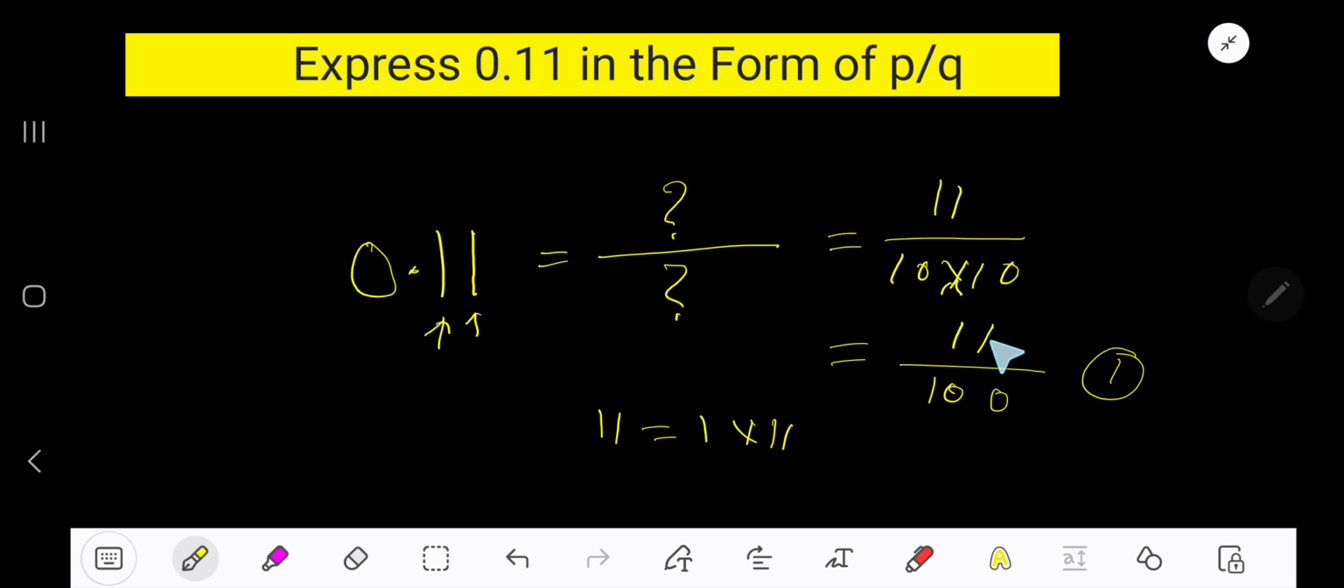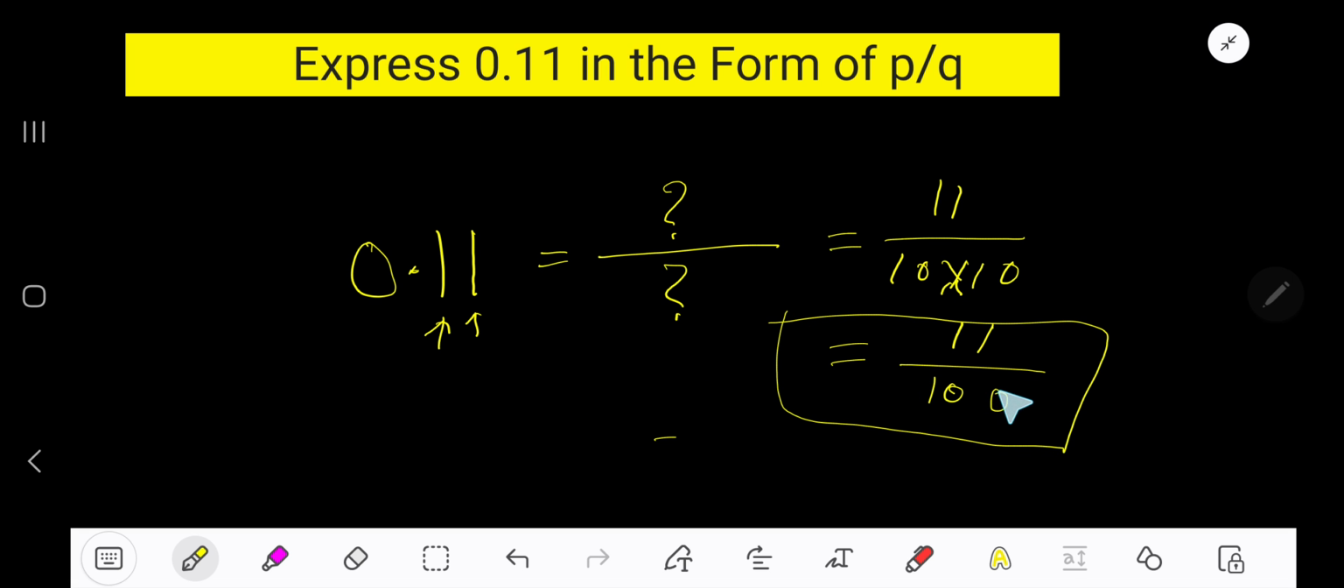And if you divide this 11 by 1, you will get 11. If you divide this 100 by 1, you will get 100. So you can say that this is the reduced or simplified fraction.